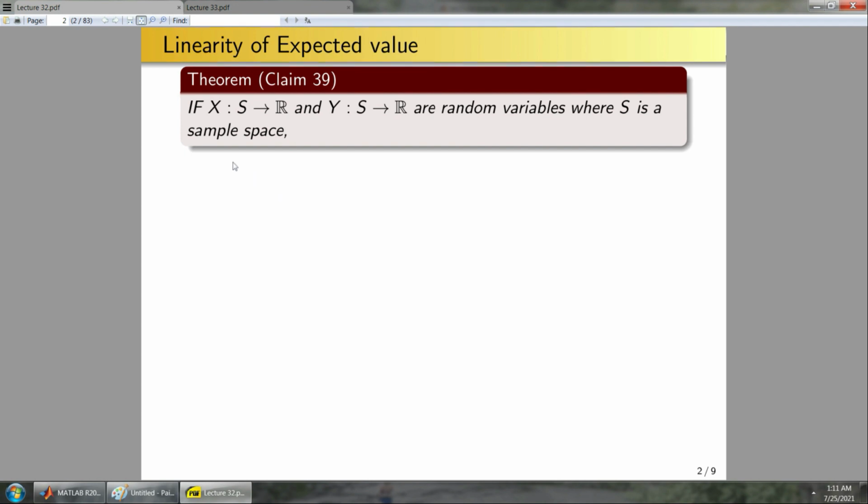So claim 39. If x is a random variable from S to R and y is a random variable from S to R, where S is a sample space, then the expected value of x plus y is the same thing as the expected value of x plus the expected value of y. This is what's known as the linearity of expected value. And again, it's linear since this is kind of the definition that you use for linearity in pretty much all contexts.